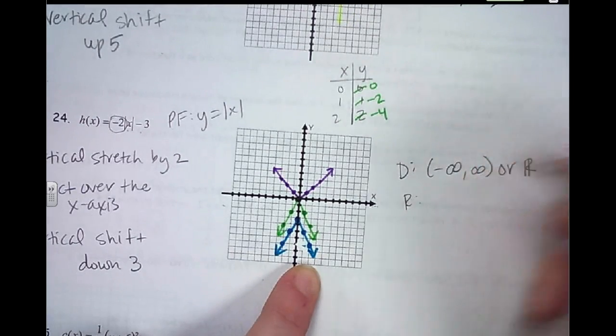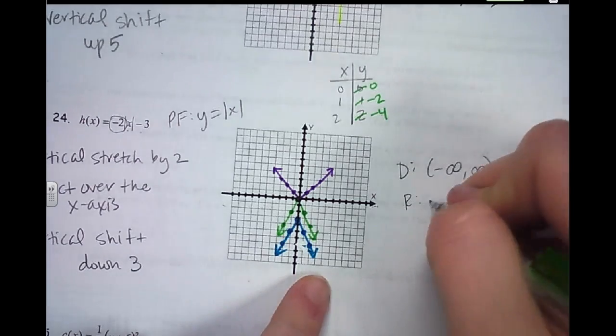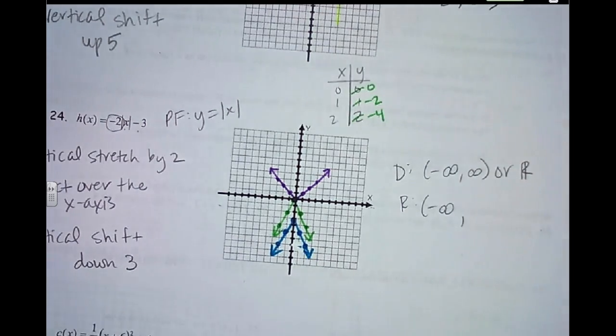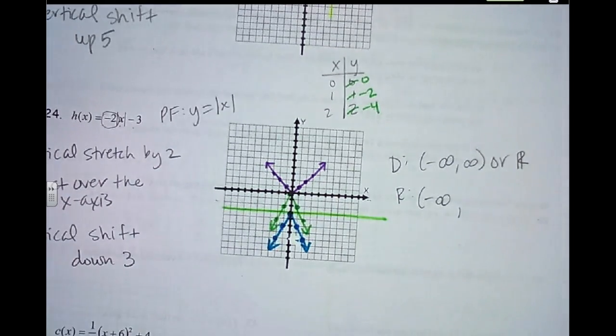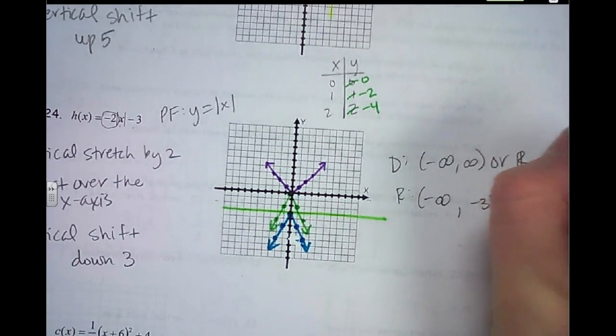Range, we go bottom to top. These arrows are coming from negative infinity. And then what's my highest y value? My highest y value is -3. So I put -3 and I put a bracket.